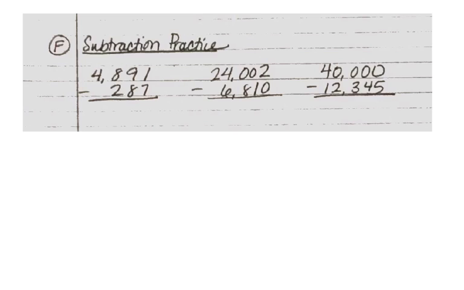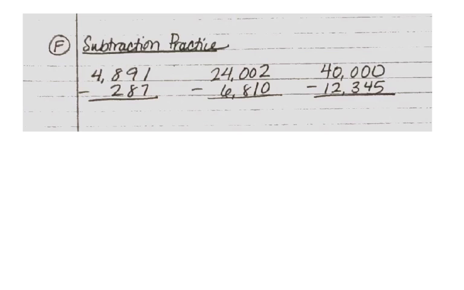Okay, and I'm starting with the first problem. I have 4,891, and I want to subtract 287. Oh, I do want to note, it does matter when we subtract which number's on top. We need our larger number to be on top when we do this kind of subtracting. Okay, so now I'm going to start with the ones place.